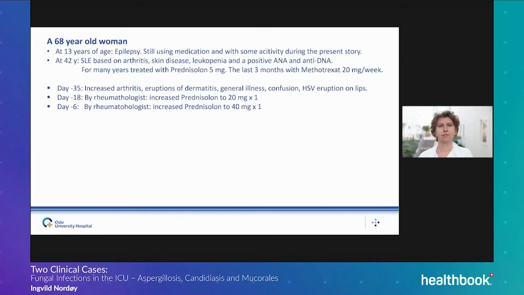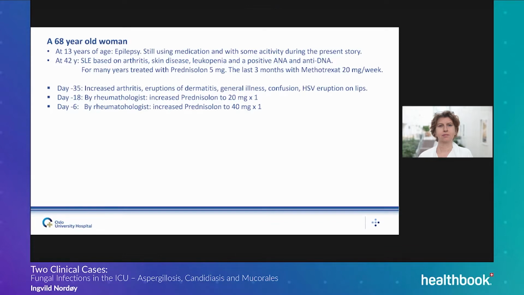Now, this is a 68-year-old woman, and she has epilepsy, still using medication for it. And at 42 years of age, she got the diagnosis systemic lupus erythematosus and had arthritis, skin lesions, leukopenia, and then positive antibody tests. She's been treated with different medication, but for the last 5 years at least, she's used prednisolone 5 milligrams daily. And the last 3 months, she's been switched from azathioprine to methotrexate weekly.